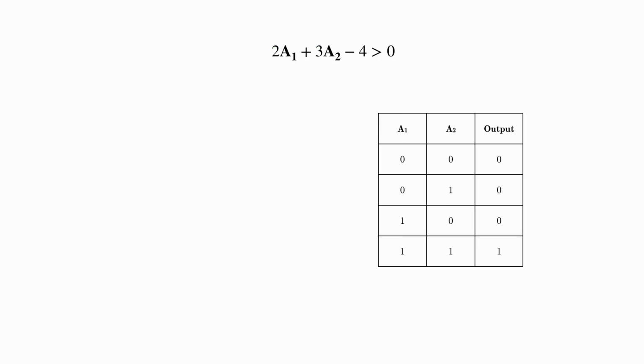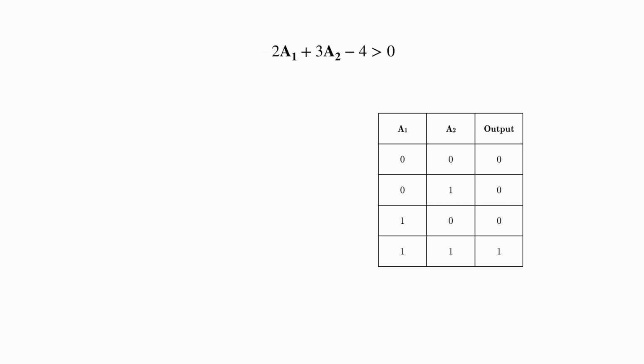Well, actually it is. So we had these weights 2 and 3 and the bias -4. And with this selection of weights and biases, we have this selection of outputs. And when you look at how they are distributed, the output is true only when A1 and A2 are true. In all other cases, the output is false. This is actually a conjunction, so it has the same truth table as conjunction.